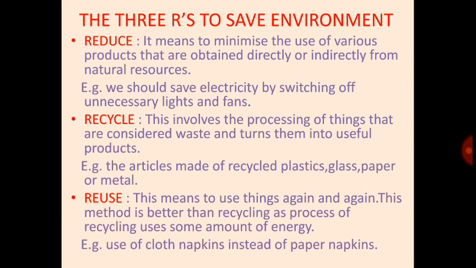The 3 R's to save the environment. The 3 R's to save the environment are reduce, recycle and reuse. Reduce means to minimize the use of various products that are obtained directly or indirectly from natural resources. Example: we should save electricity by switching off unnecessary lights and fans. Recycle involves the processing of things that are considered waste and turns them into useful products. Example: the articles that are made of recycled plastics, glass, paper or metal.